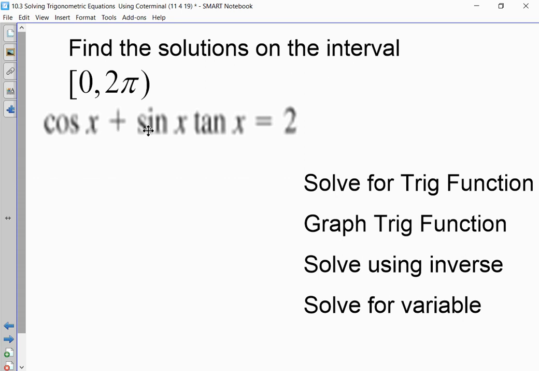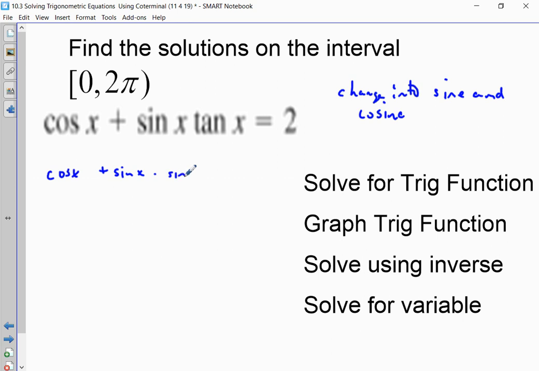So we see cosine, sine, tangent. There's nothing we can factor out, which is not cool. But what we're going to do next is change everything to sine and cosine to try to solve this function. So change it into sine and cosine. So we have cosine of x plus sine of x. Tangent is sine of x over cosine of x. That's going to equal 2.